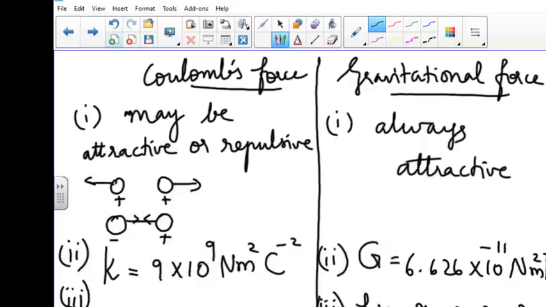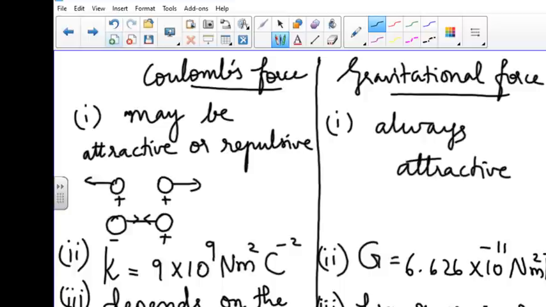Whereas this Coulombic force between two charges depends on the nature of the medium in which the two charges are kept at rest. So it depends on the medium. So the third point talks about the force between two charges in a medium. So it depends on the medium in case of the charges.